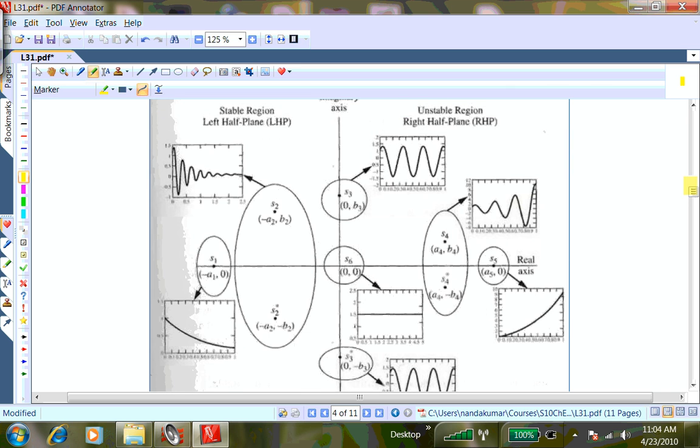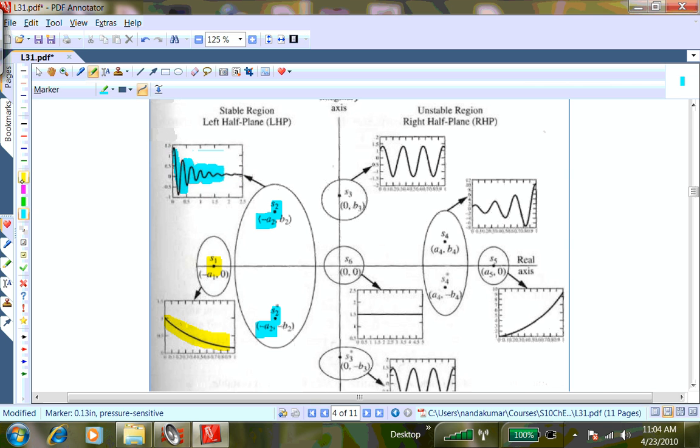This diagram we have seen before, I'm just reiterating it, but now it is the same diagram with the control system built in. Here you have a purely negative real part, so that gives rise to an exponential decay. Then you have a complex root but with a negative real part, so that gives you an oscillation, but a decaying oscillation. That's a stable steady state.